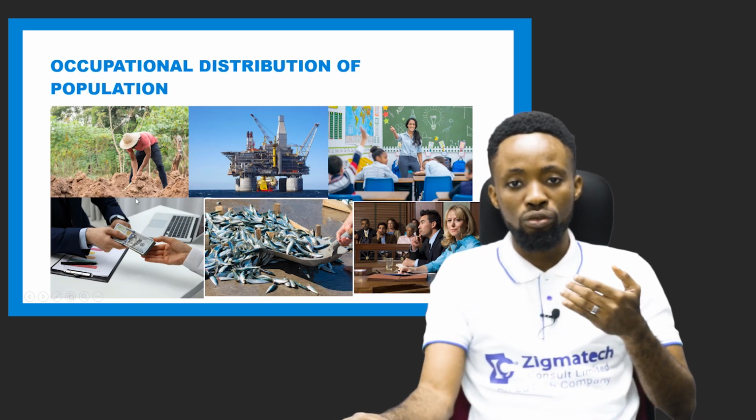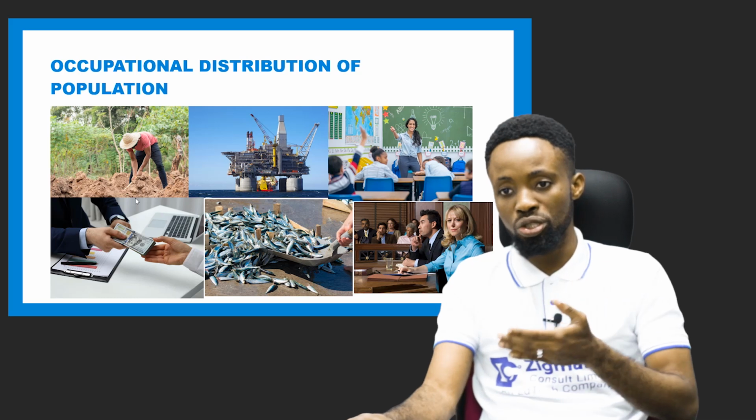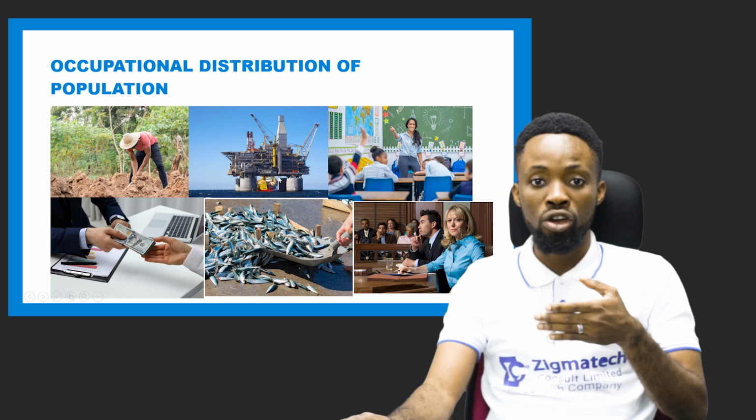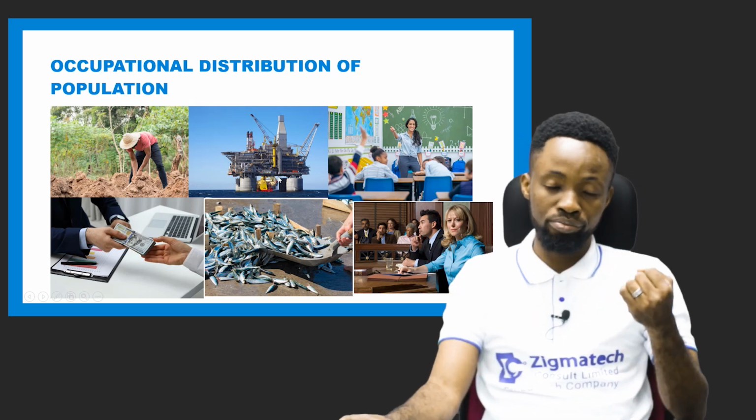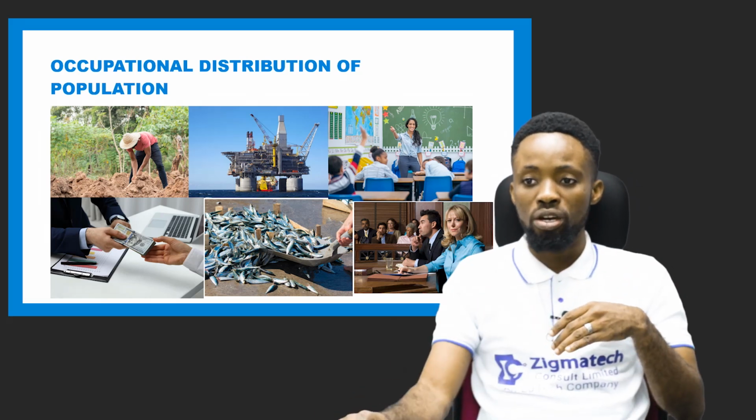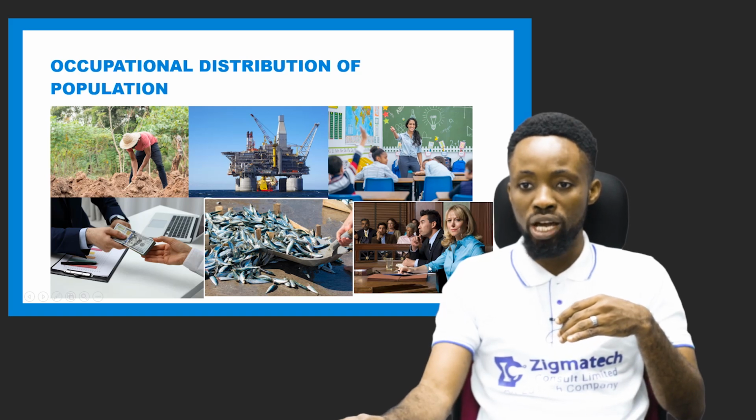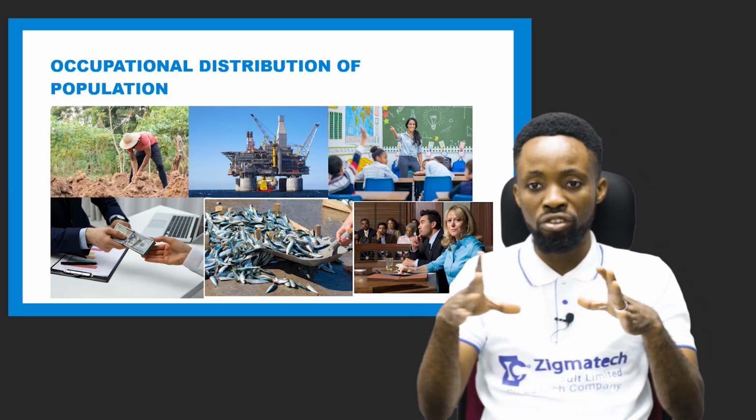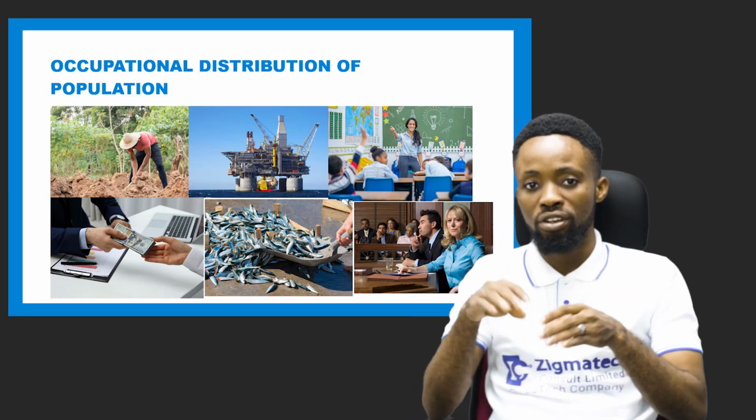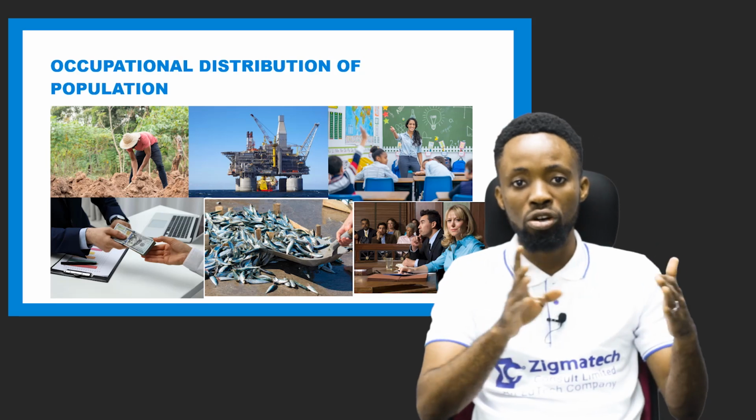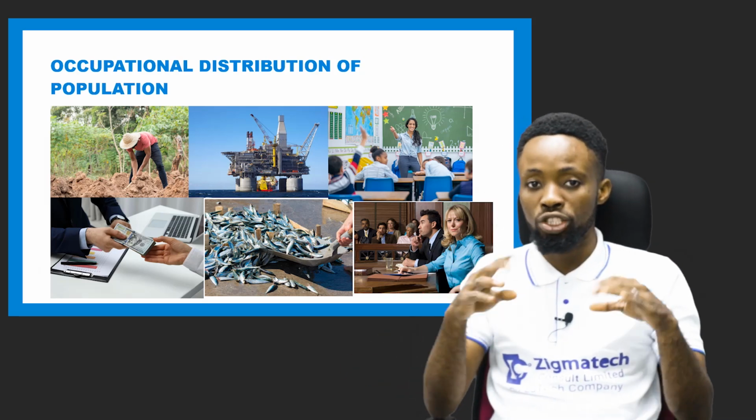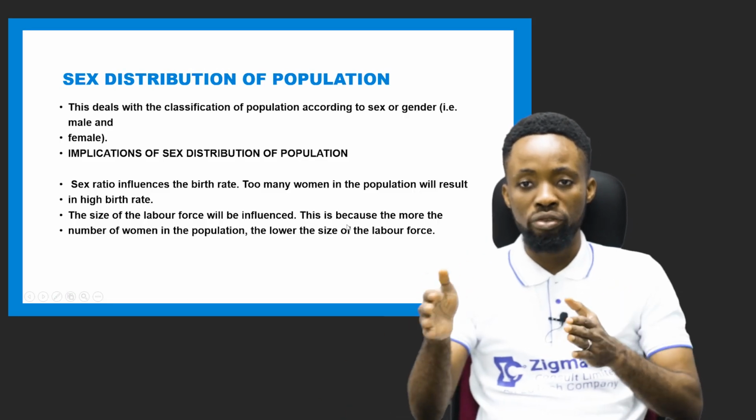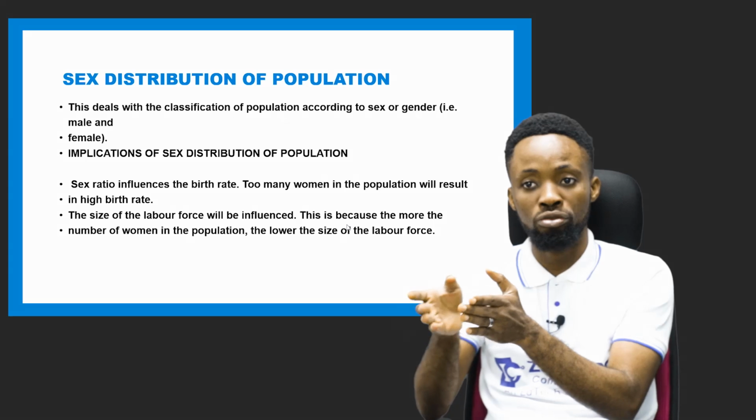A good example of what the occupational distribution is, is here on the screen. Here we have a farmer, here we have the oil rig that is in the extractive industries. Here we have a teacher, and here we have a lawyer, a banker, and a fisherman. So you see that these are the various occupations that we have in Nigeria, and they make up the working population of a particular country. So let's head over to the sex distribution of population.